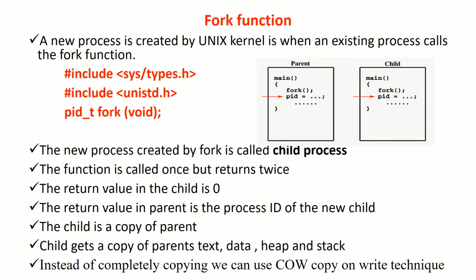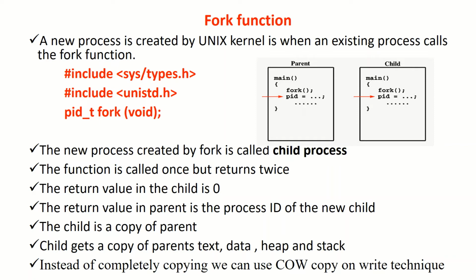Next, the child gets a copy of the parent's text segment, data segment, heap and stack. That is, whatever information is carried over from the parent: memory allocation for text, for the data segment, for the heap when dynamic allocation is performed, and otherwise the stack memory. Instead of completely copying, we can use COW, the copy-on-write technique. We can go for using the copy-on-write technique.